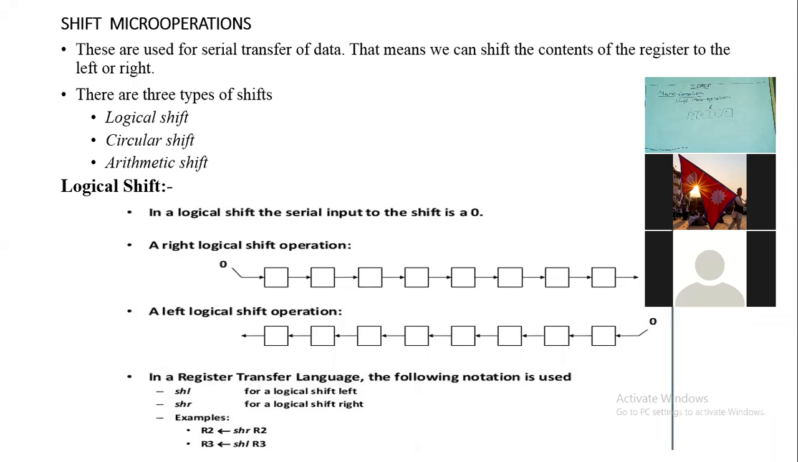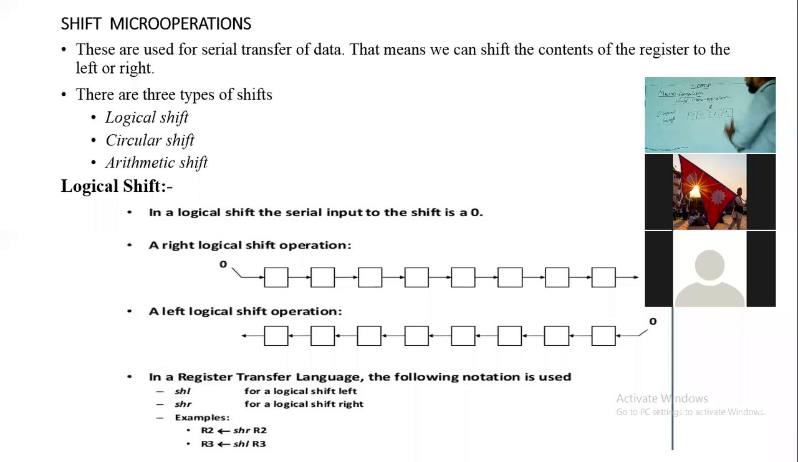Shift micro operation is of 3 types. The first type is logical shift. In logical shift, we just shift the numbers by 1 bit to the right or to the left.